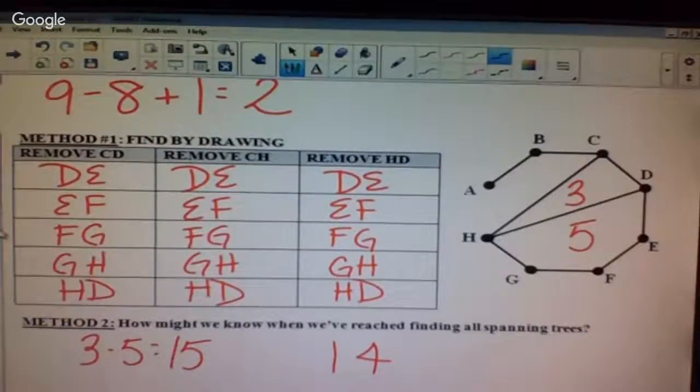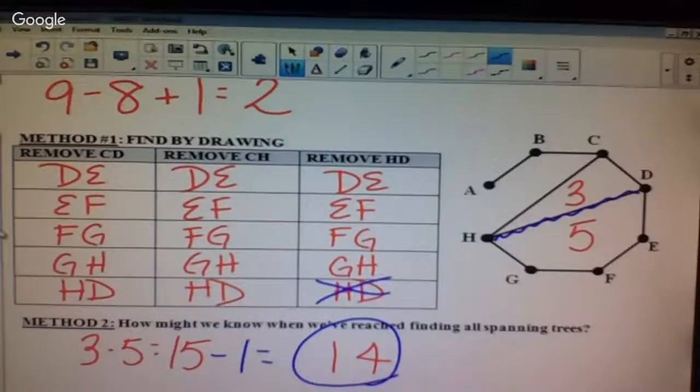But which one goes away? FG. Why FG? Oh no, H to D. Look at my last column. If I remove H to D in this first circuit, I can't remove it again. So because this one shares a line in common, yes, we multiply 3 times 5, but I have to subtract 1 to get my final answer, because I cannot remove the same line twice.